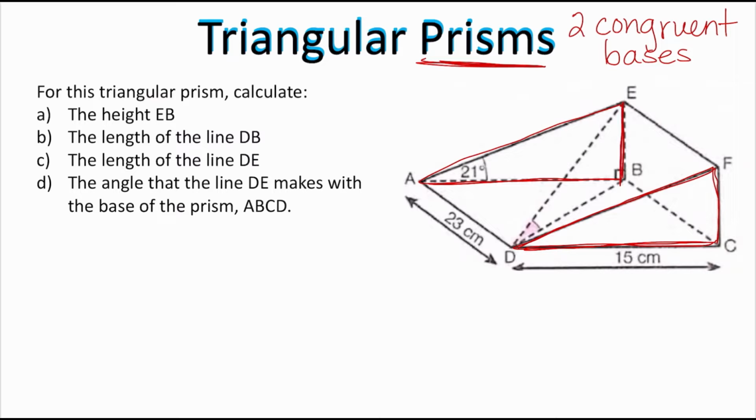EB is the same height as FC. If DC is 15, so is AB. DF is going to be the same as AE. So right there are the two triangles.